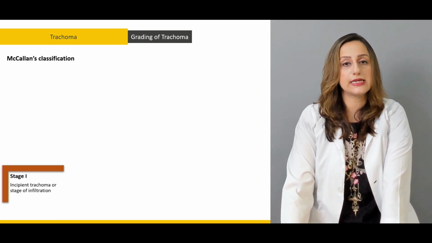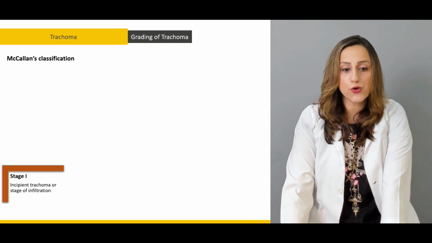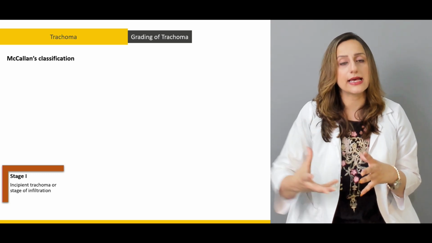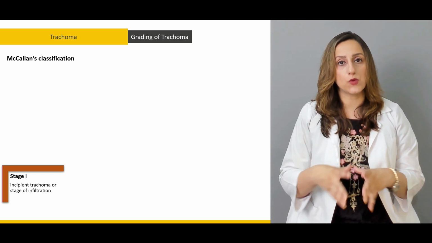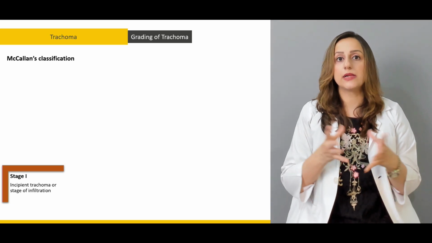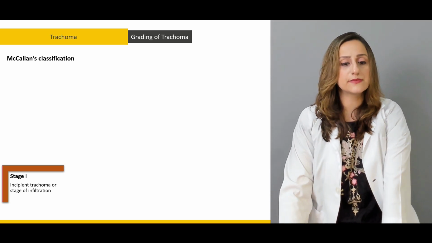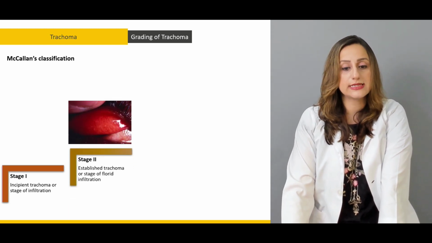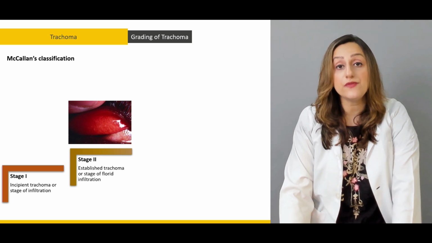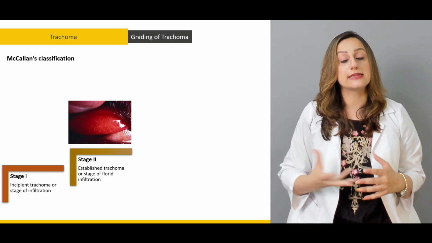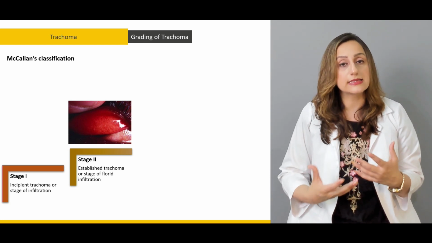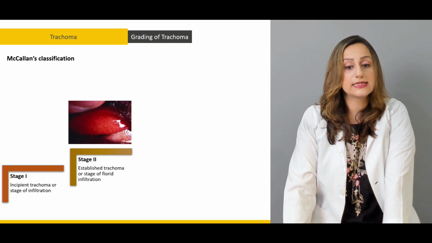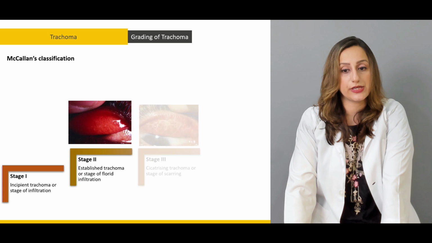First of all, we have stage 1. That is the incipient trachoma, or the stage of infiltration, in which the Chlamydia trachomatis has just entered the conjunctiva and is basically infiltrating over there. Then we have the established trachoma, or the stage of florid infiltration. Whenever we say the stage of florid infiltration, it's the development of the follicles, the development of the papillae that is basically marking this stage.